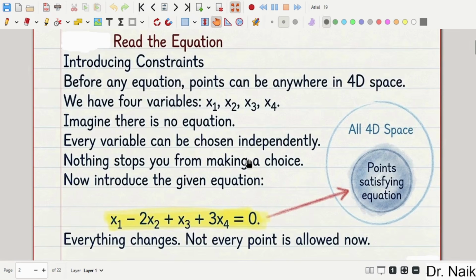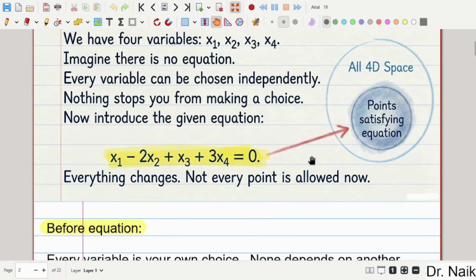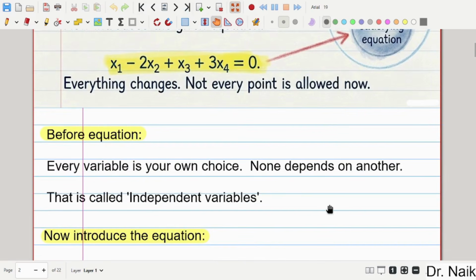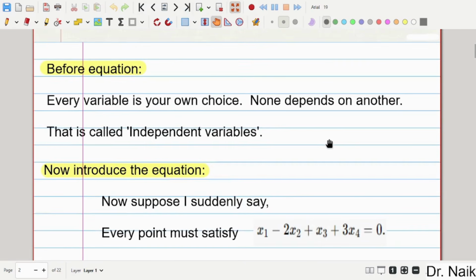Before applying the equation, we can choose any point in a 4D space. But after applying the equation, we will choose only those points which satisfy our equation. So that means not every point is allowed, everything gets changed. The points which depend on another are called dependent variables.